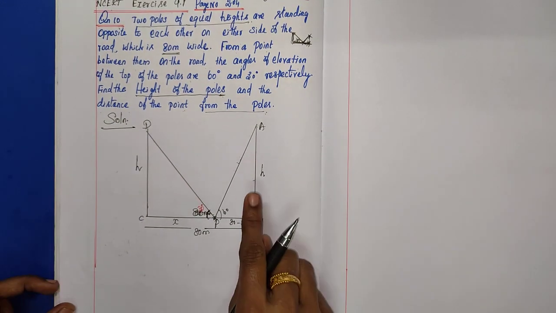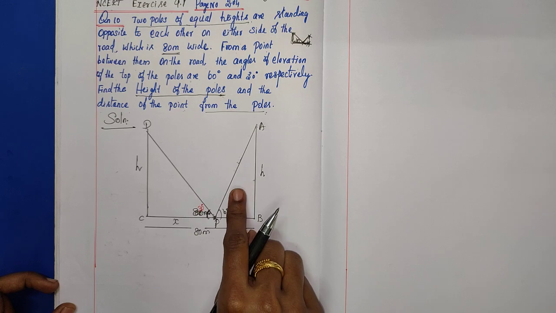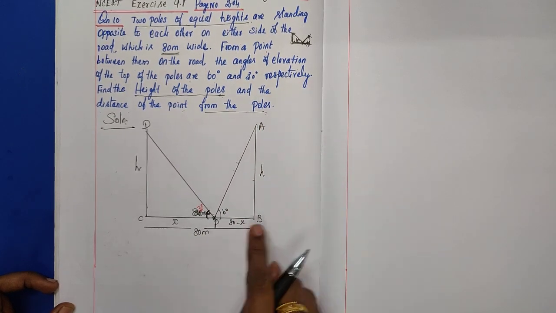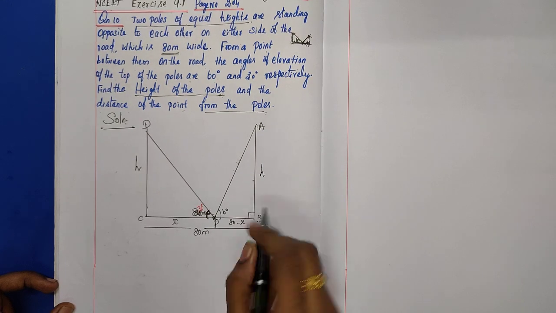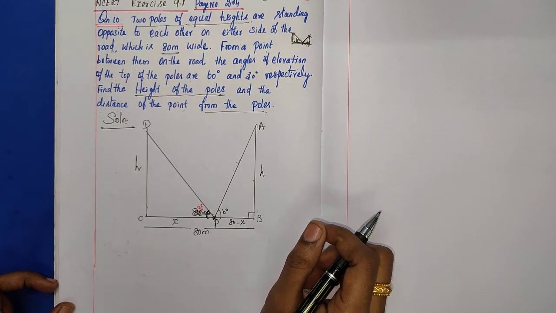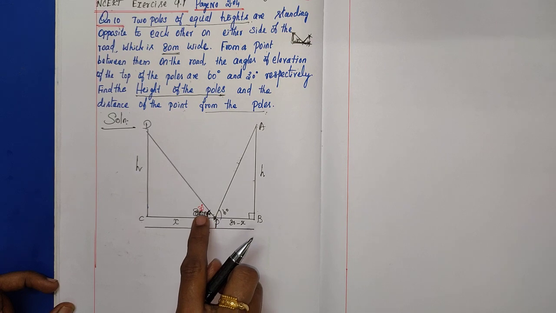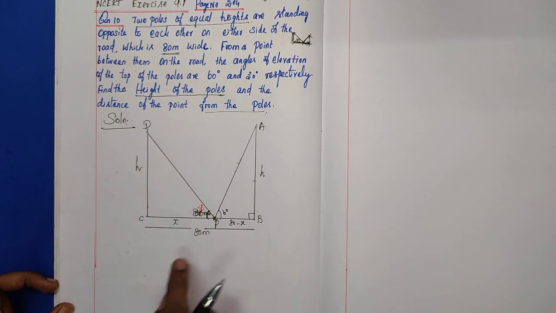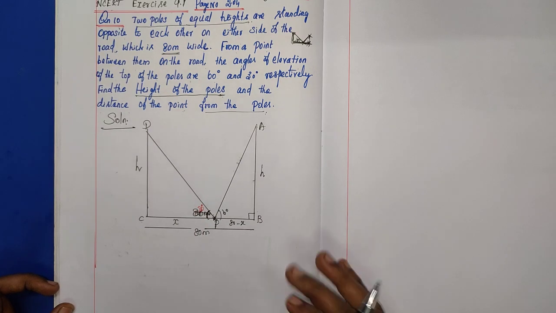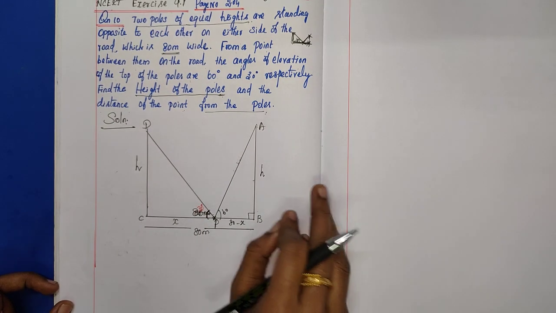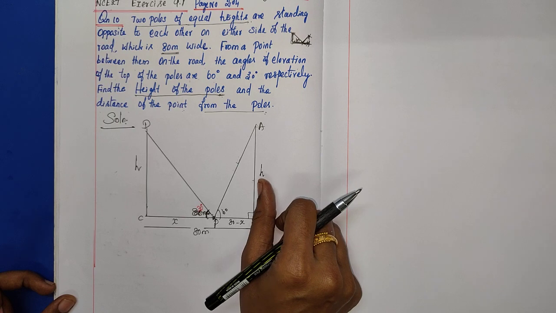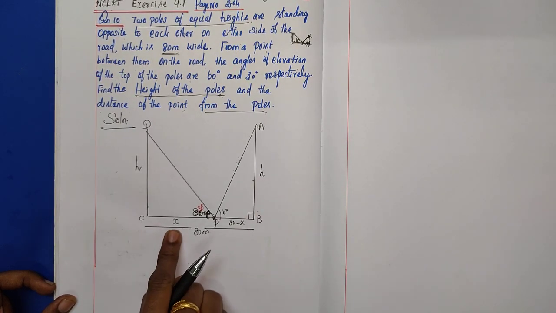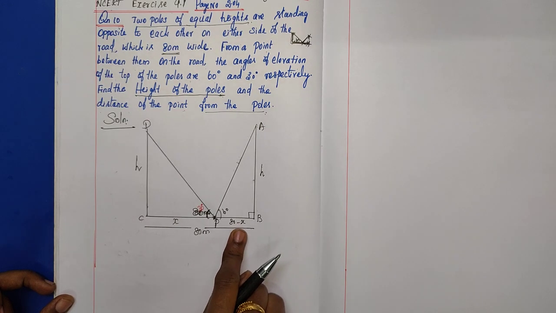So the triangle first, 60 degree triangle, that is ABP right angle triangle, we are going to use tan 60 to bring one relation. Then second, tan 30, that is triangle BCD right angle triangle, use tan 30 for one more relation. Using the two relations, first height we will get. After calculating height, we are going to calculate x, then 80 minus x.